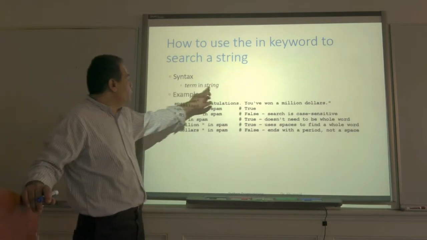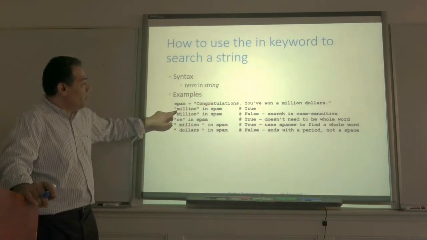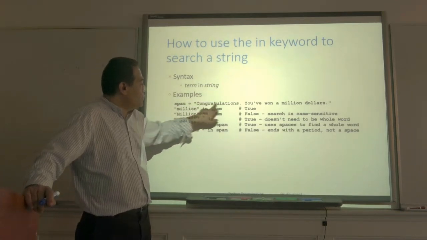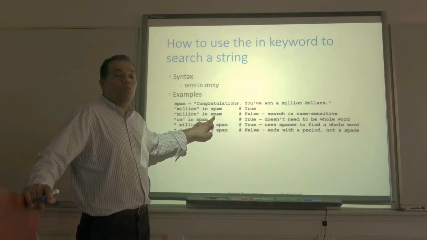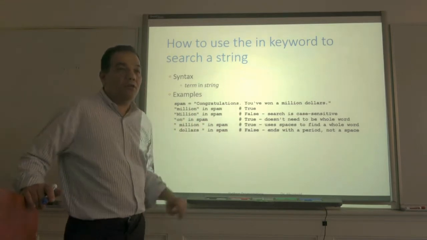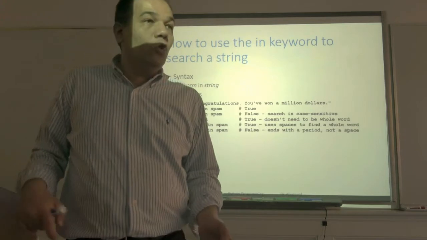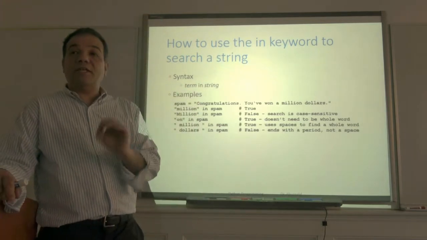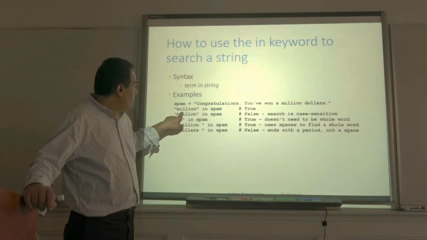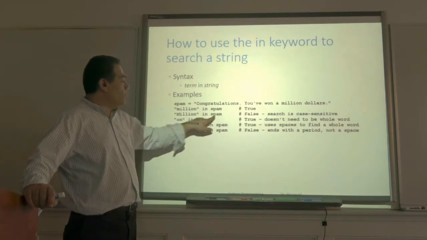So term in a string. So for example, in here, "million" in spam. This is the spam message. Million. So what would be the result of the "in" statement in here? True or false? And remember, it's case sensitive.